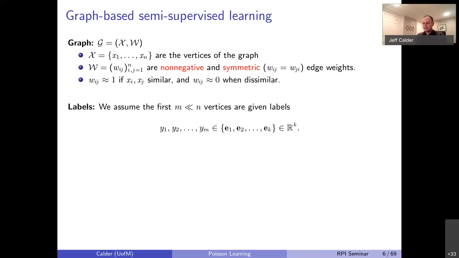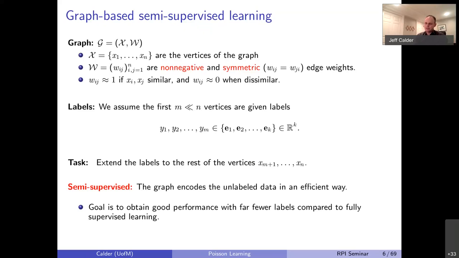So if I have k different classes, then each class is represented by the standard basis vector with a 1 in that position, so the basis vectors e1 through ek. These are called one-hot vectors in machine learning. So all of these labels are just one-hot vectors, with the position of the 1 indicating the corresponding class membership. And so the task is, given these labels, we want to extend them in some meaningful way to the rest of the graph. This is often called label propagation.